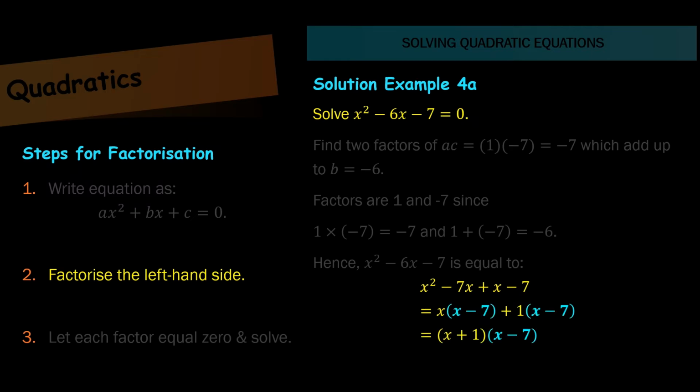So we can now rewrite this as x plus 1 times x minus 7, where x minus 7 is the factor highlighted, and x plus 1 is the other factor. So we have now factorized our equation. How do we solve? We let each factor equal 0 and then solve.